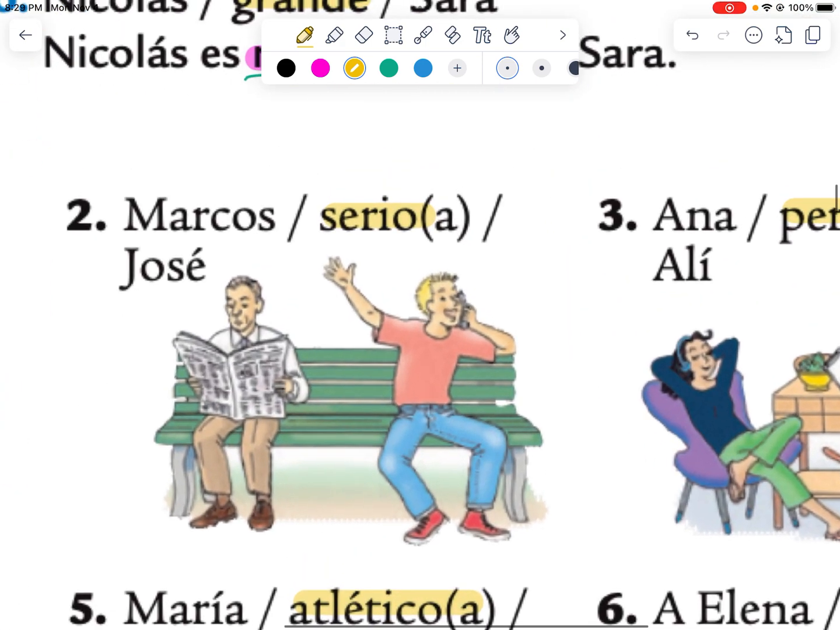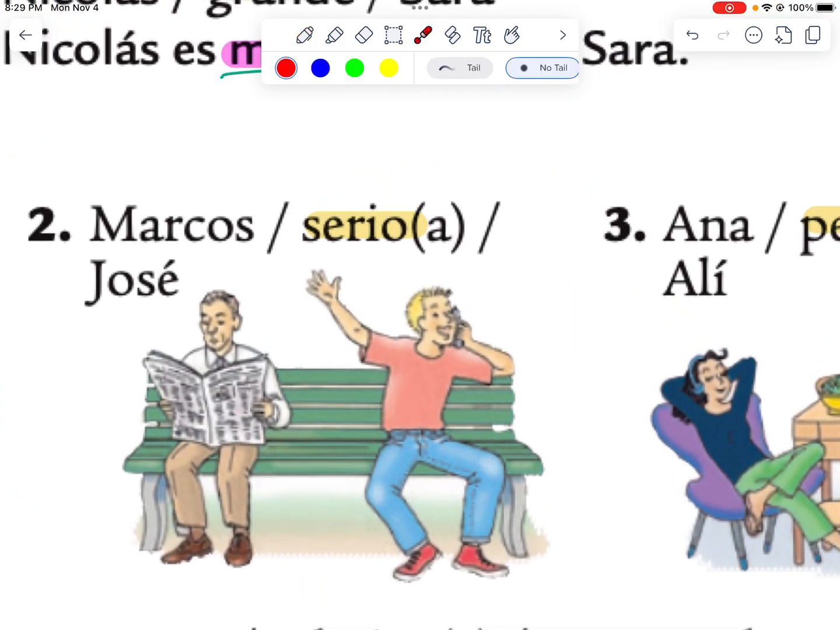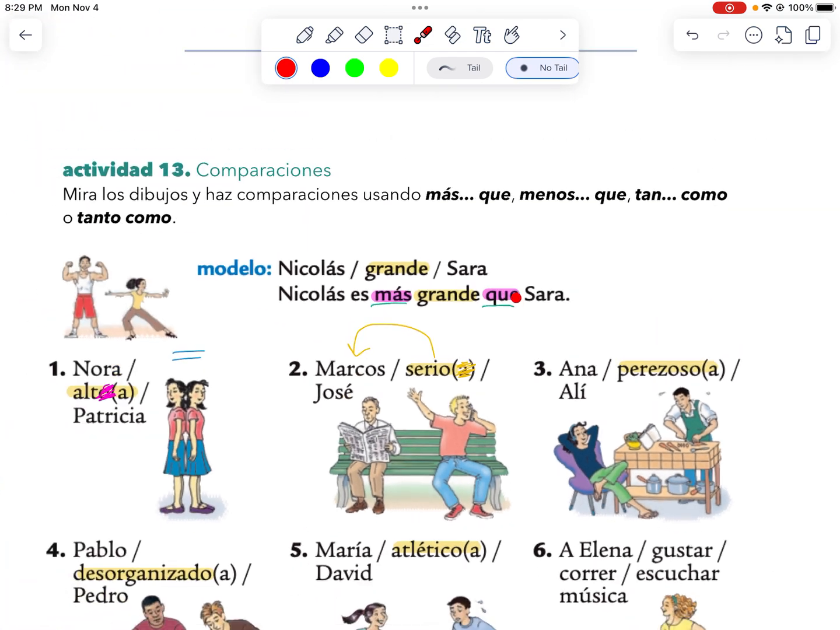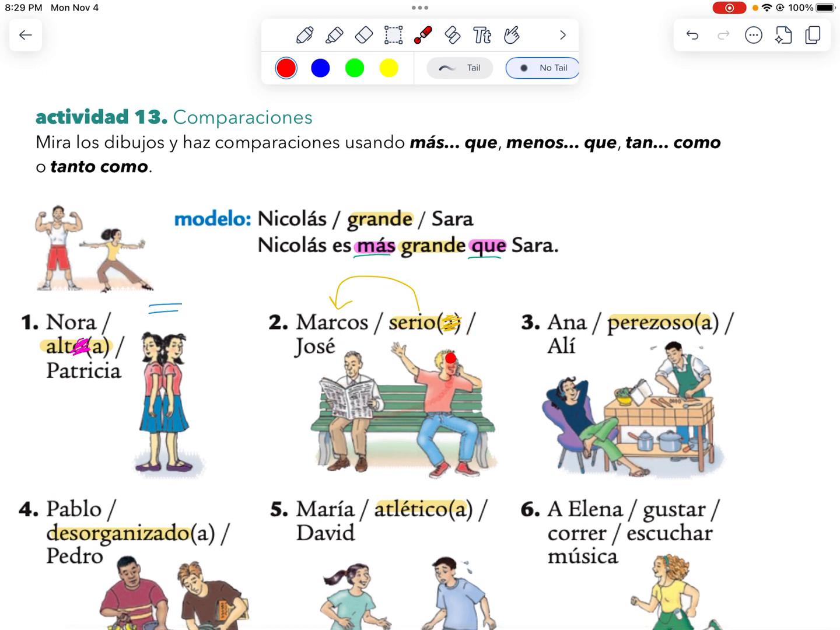Aquí, Sergio y José. I'm also reading left to right. I'm assuming this is Marcos and this is José. Okay. Now, Marcos is a guy, which means it's going to be serio to match Marcos. So we say Marcos is more serious than José. Pause the video and figure out how you are going to say that. Marcos is more serious than José.